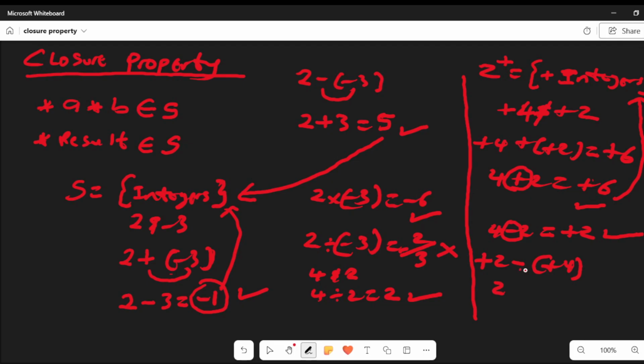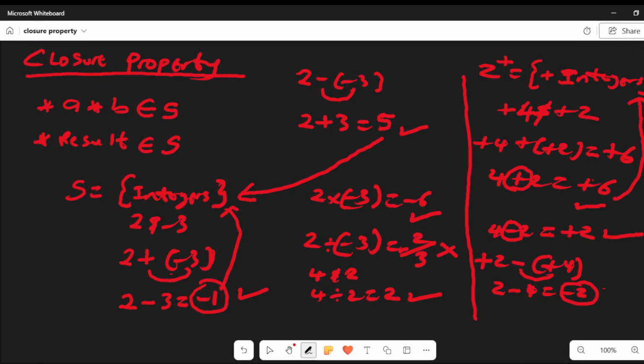So for us to open this bracket, minus and plus is minus. 2 minus 4 is minus 2. And don't forget, the two elements in the operation, 2 and 4, are positive integers. But the result we get from the operation is a negative integer. It is not a member of Z plus because it's not a positive integer.